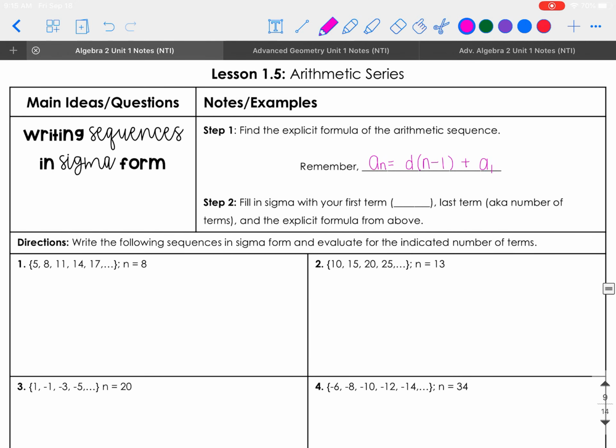And so when we're doing that, we have the big E, and on the bottom, we always put n equals 1. And then at the top, the number changes. It depends on the question. And then we also have to figure out the arithmetic formula. So a few different steps here. Hopefully once we get through a few examples, you'll start to catch on.